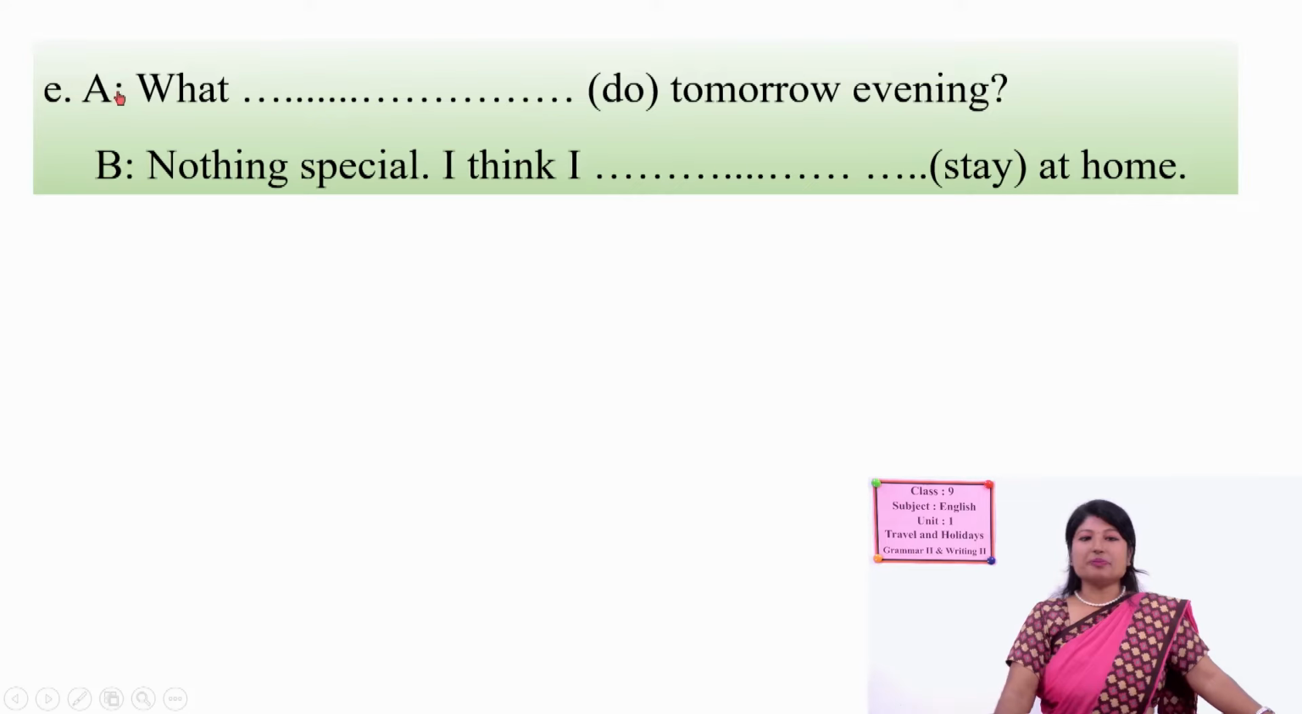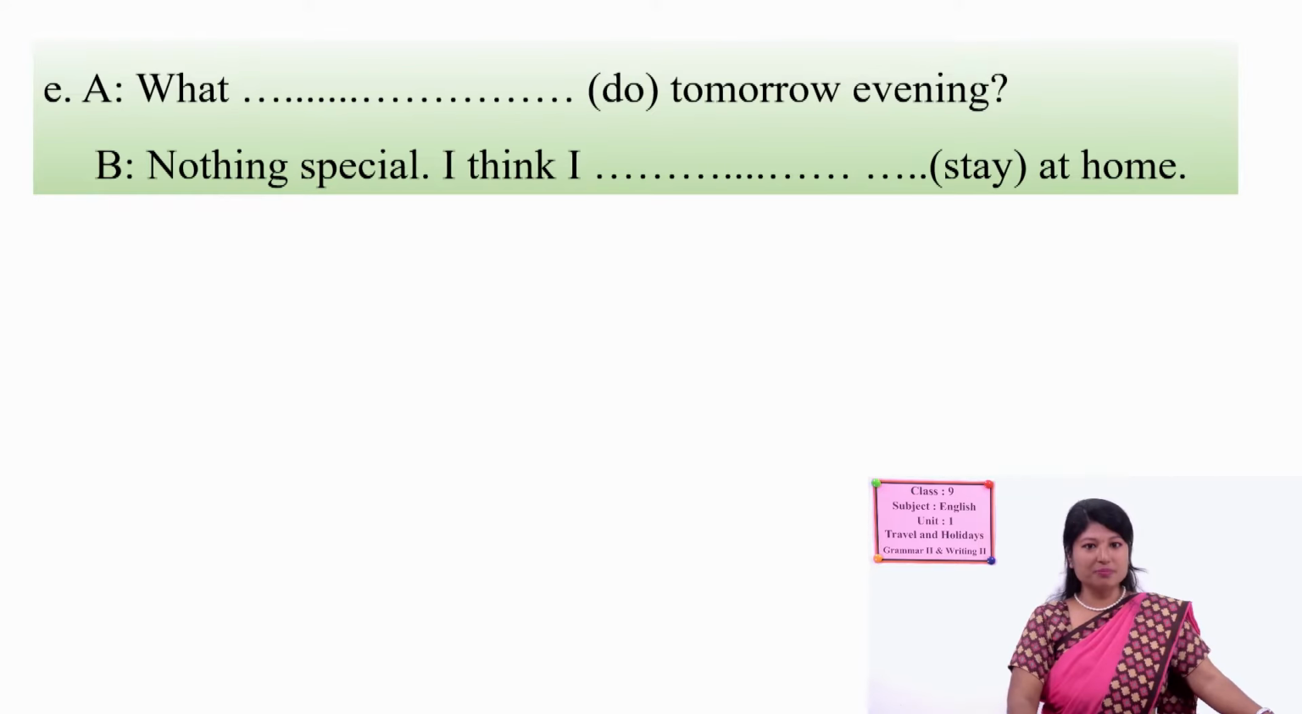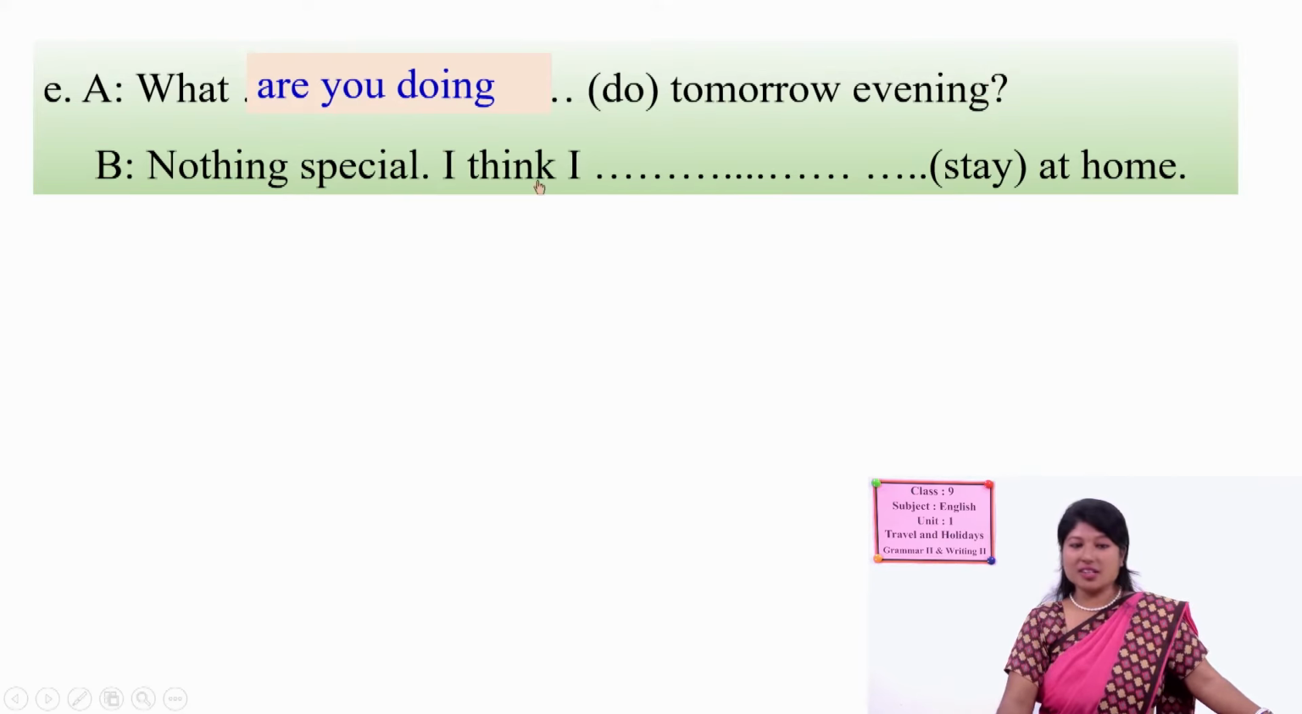Now let's move to the next number. Okay, E. E is in short dialogue form, and we have A and B in E. So A asks, what do tomorrow evening. So what to fill up over here? What did you say? What's your answer? Are you sure? Okay. The right answer is are you doing? What are you doing tomorrow evening?